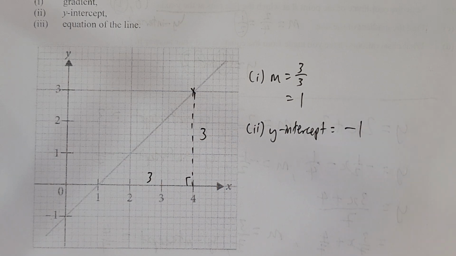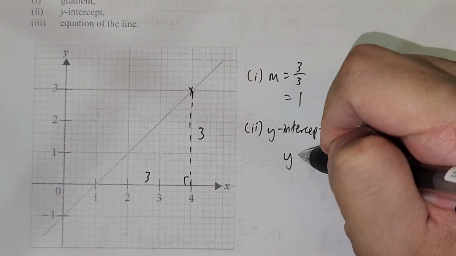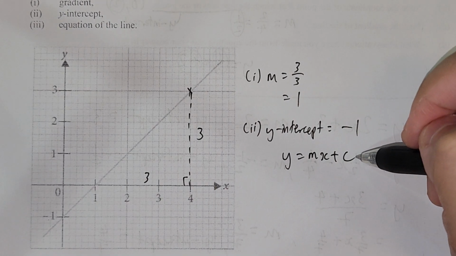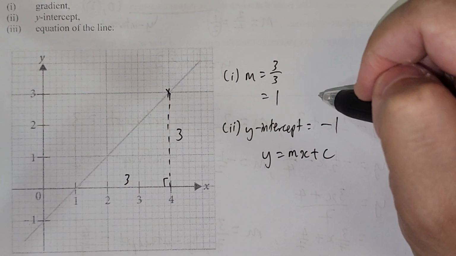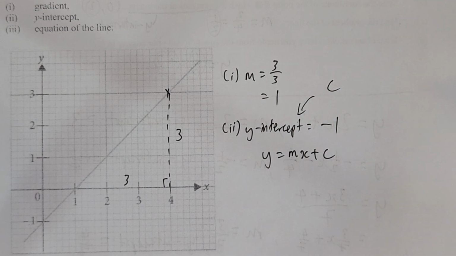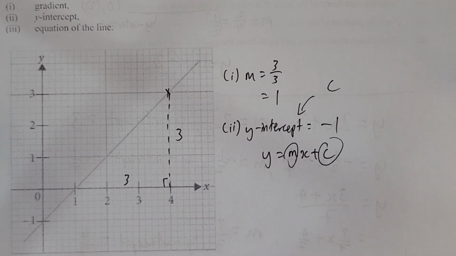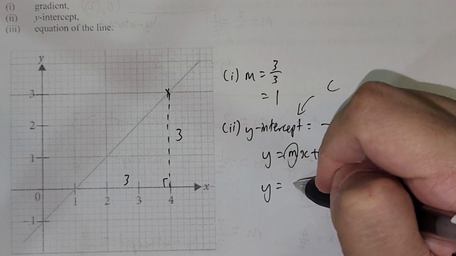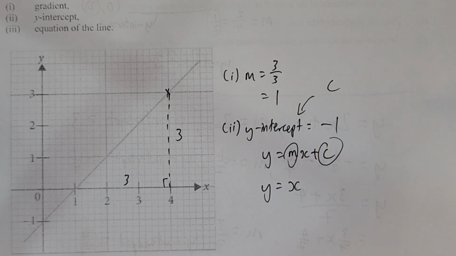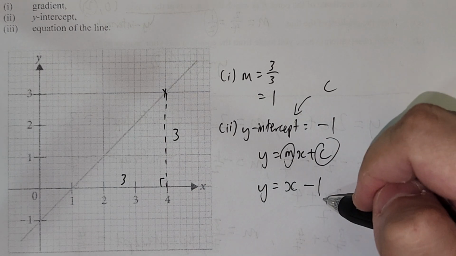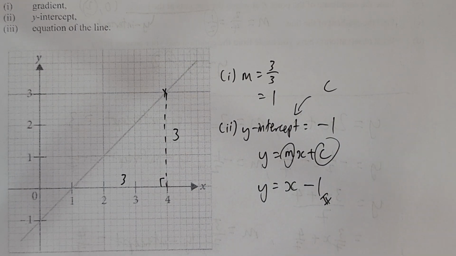With these two pieces of information, I can then form my equation. The general form of the equation is y equals mx plus c. What is c? C is basically the y-intercept. So I need to substitute in these two values for m and c. So y equals 1x, and the 1 no need to write, plus c, which is negative 1. So this will be my equation of the line.